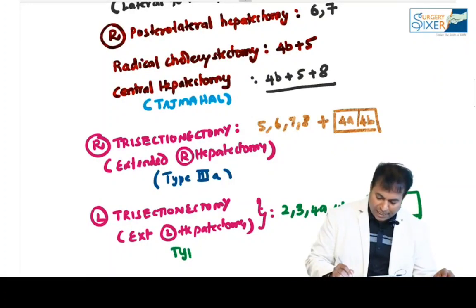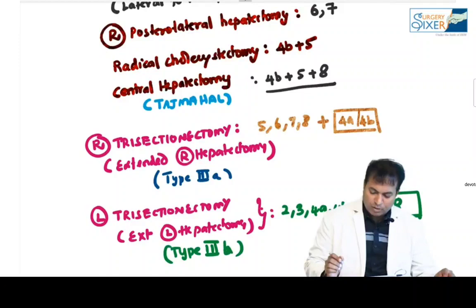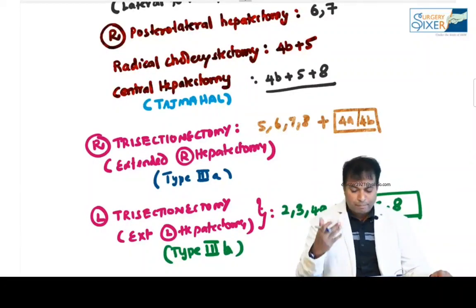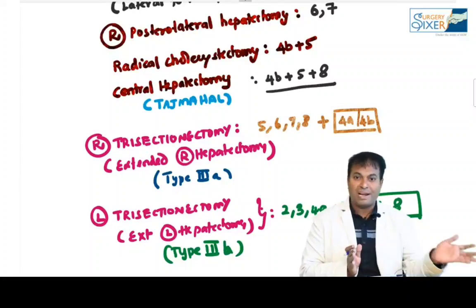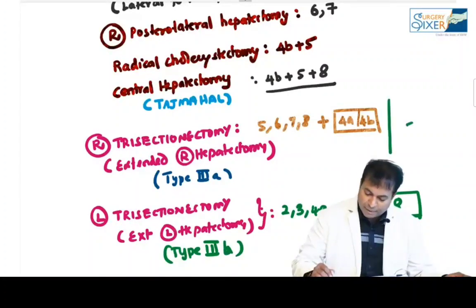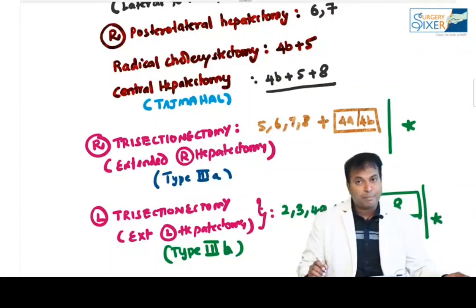This is done for type 3B hilar cholangiocarcinomas. You will understand all this when you go back to the bile duct chapter and see what we discussed. 3A is a hilar cancer extending towards the right ducts. 3B is a hilar cholangiocarcinoma extending to the left ducts. So if it is extending to the right ducts, we do extended right hepatectomy. And if it is to the left side, we do extended left hepatectomy. So these are all high-yield MCQs.